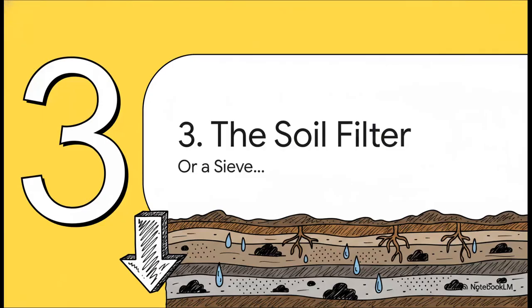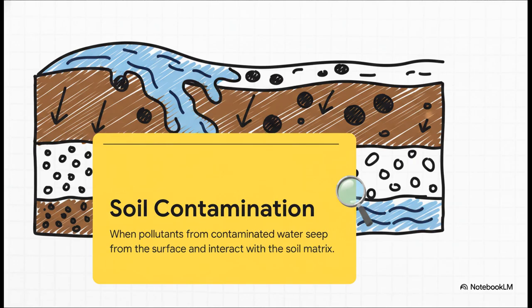But okay, what about the gunk that doesn't get washed away into a stream? Well, that brings us to the next leg of the journey. Instead of moving across, the pollution starts to move down into the very ground right under our feet. This is what we call soil contamination. Instead of running off, the pollution just soaks right into the ground.